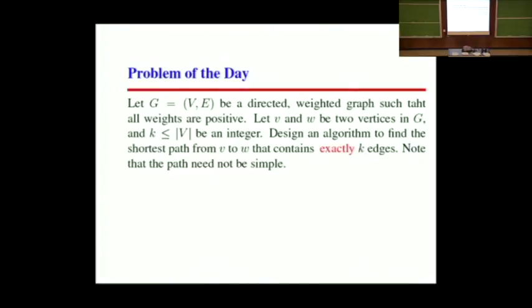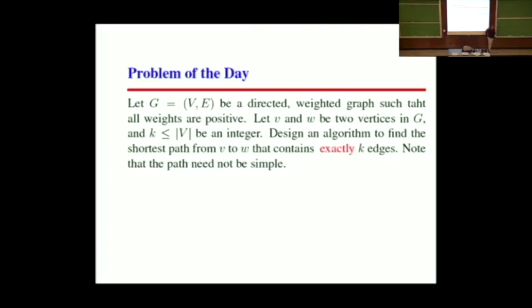Now, for the big question, what is S sub V, comma, K? Is there a way to compute this recursively? Does anybody have an idea how to do it? Yeah? You're saying that this is going to be, I think what you want to say, the min over all vertices x such that we can get to vertex x after k minus 1 edges, plus the weight of the edge from x to v.